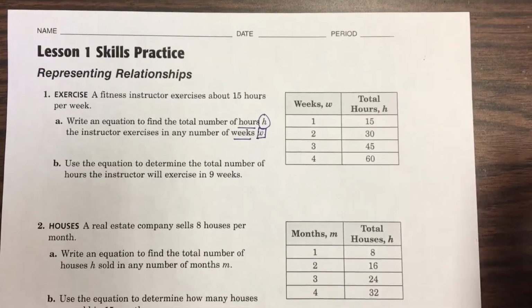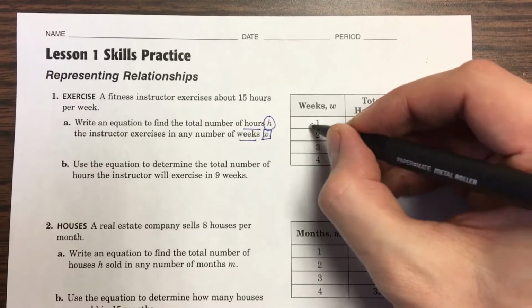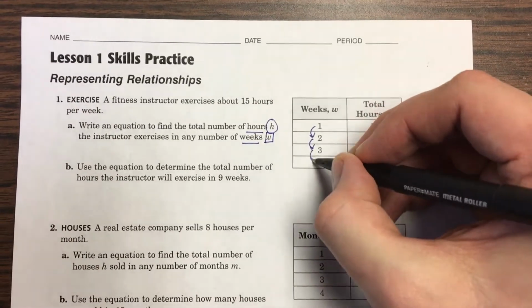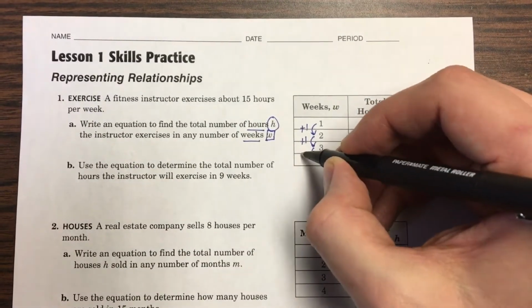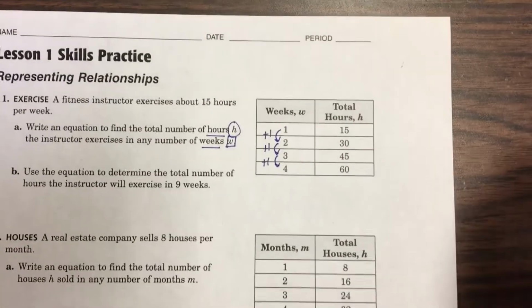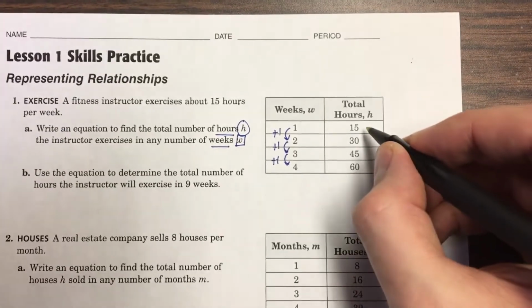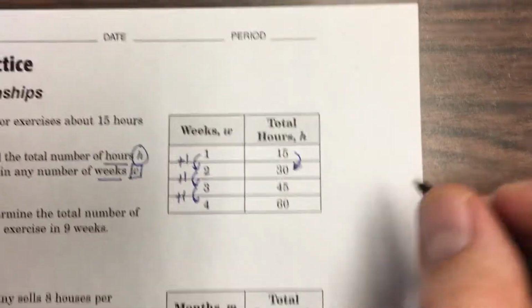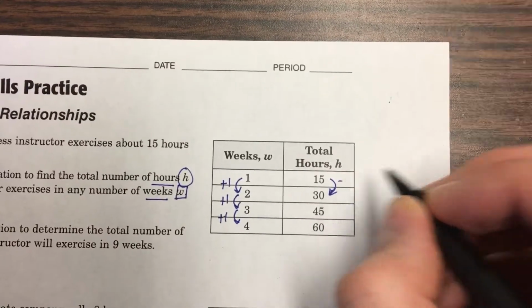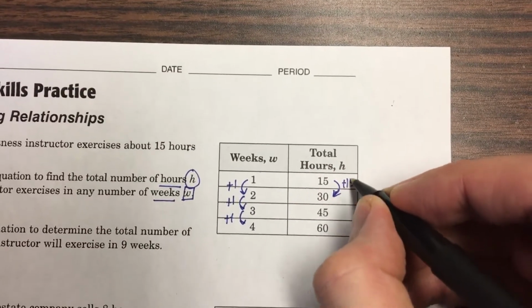If you look, you should see a pattern here, right? The weeks are counting by 1. Pretty easy to tell, right? 1 plus 1 is 2, 2 plus 1 is 3, 3 plus 1 is 4. Those are counting by 1. What are the hours counting by? From 15 to 30. If you know that in your head, great. That's adding 15, right? If you didn't know that in your head, you could use a calculator.